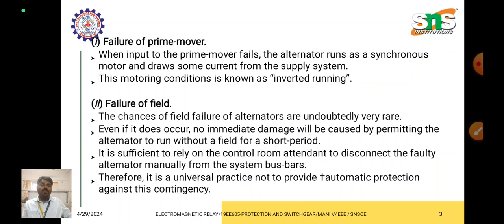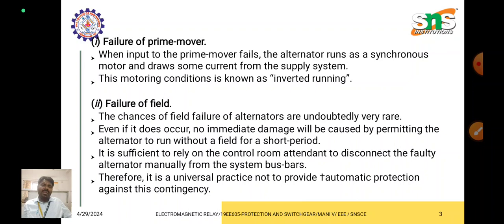Once the prime mover fails, the alternator runs as a synchronous motor. So we are not producing power; instead we are consuming electrical energy from the grid supply, and the alternator acts as a motor. It draws current from the supply system. This is a motoring condition, or it may be called inverted running of an alternator. So this is one problem.